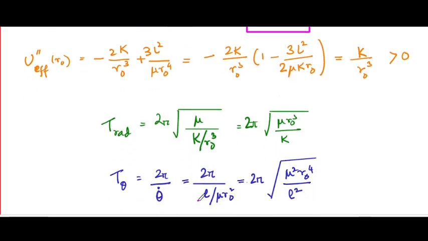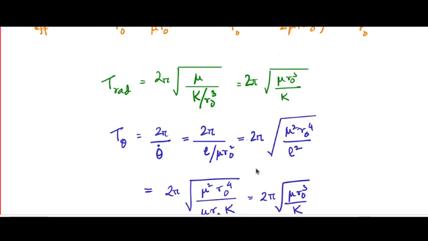And that's simply T theta, 2 pi divided by the angular velocity. For the circular orbit, of course, the angular velocity is a constant, and it is given simply by L over mu r0 squared. So, if you just put this deliberately into a square root, you get 2 pi square root of mu squared r0 to the power 4 by L squared. Of course, the square root here is simply because I will ultimately want to compare this with T radial.